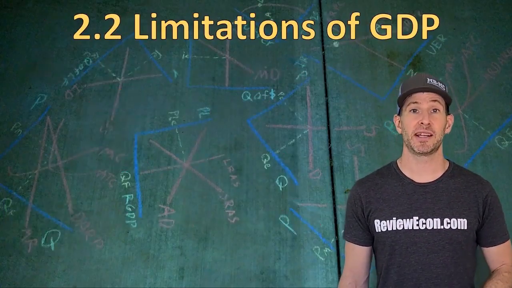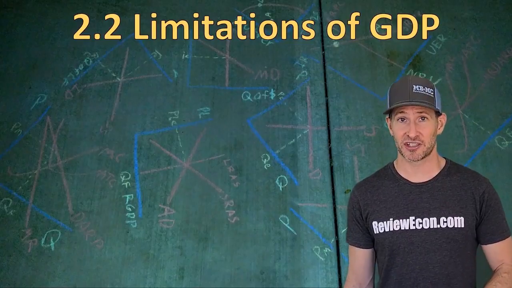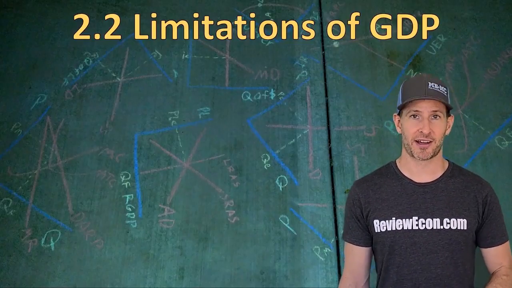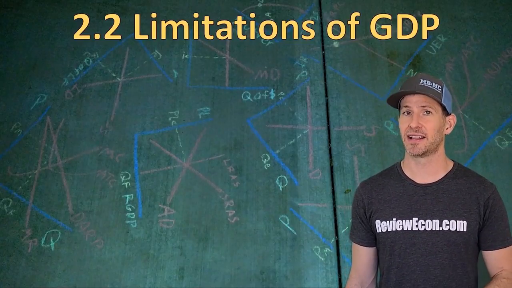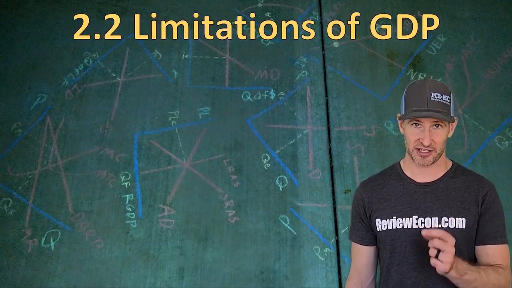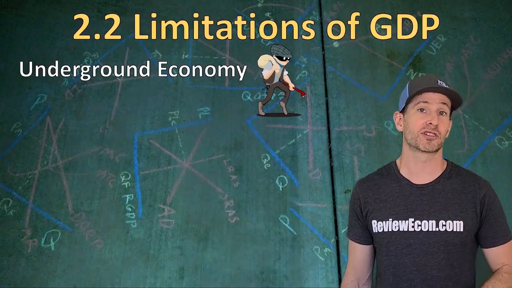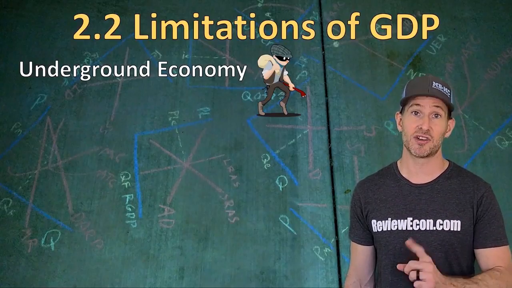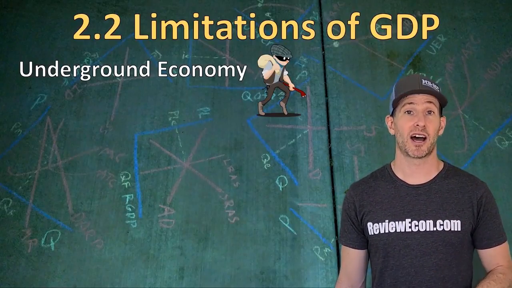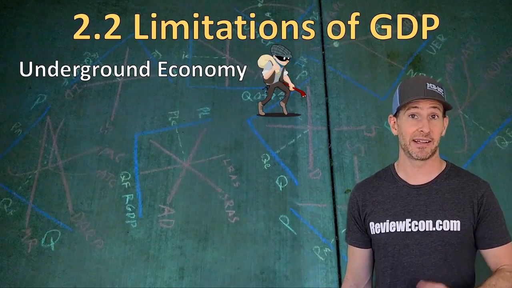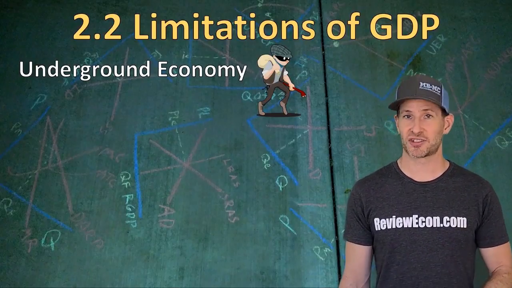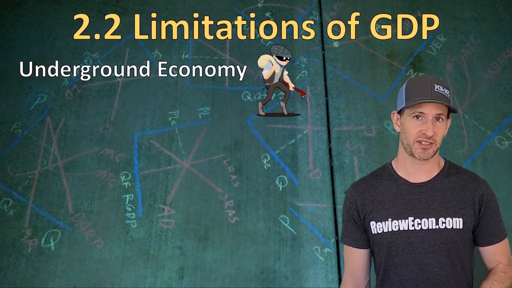Per capita GDP, which is GDP divided by the population of a country, is often used by economists to determine a country's standard of living. It has some inaccuracies, though, that you need to be aware of. First of all, we have the underground economy. There's a whole portion of the economy where transactions are happening, but nobody's keeping track. In the underground economy, things like drug sales and illegal gambling rings, those transactions are not counted because nobody is reporting those sales to the government.